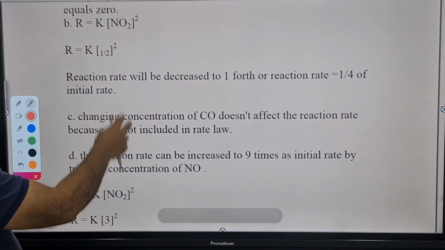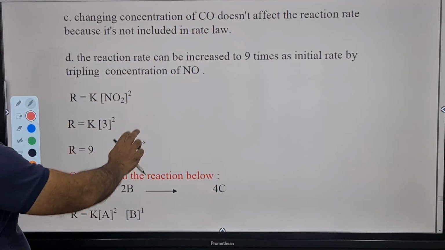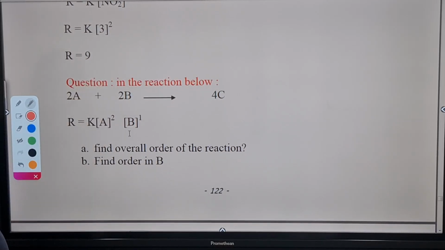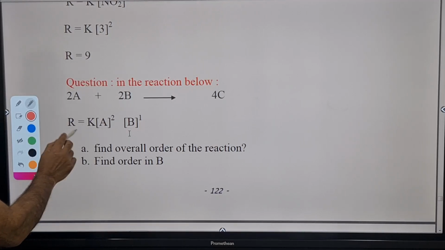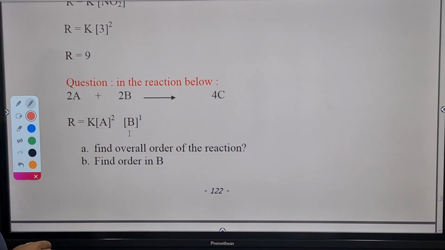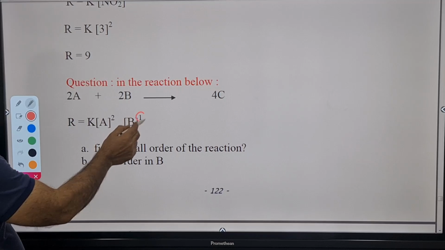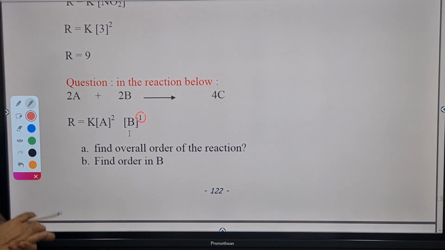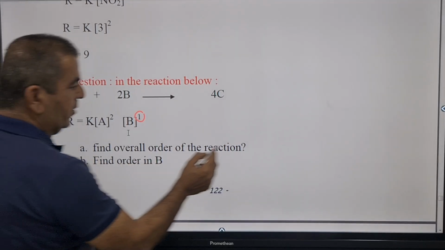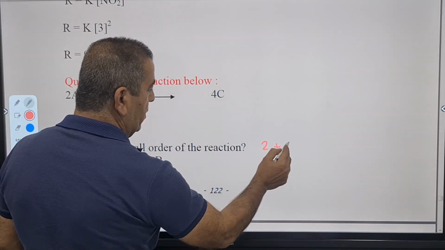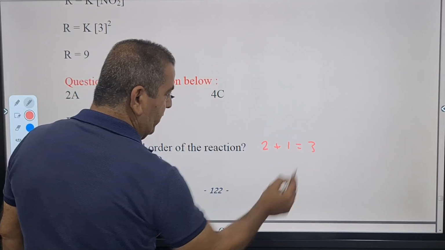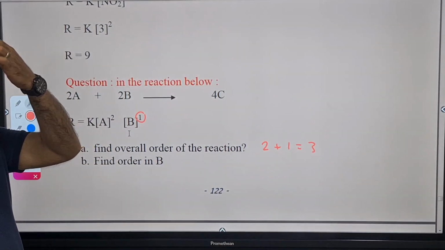Here are the answers, we have a question here. In the reaction below, 2A plus 2B yielding 4C, the rate law is K times A squared times B, and the power of B is 1. Even if you see 1 is not written, B is present in the rate law, which means its power is 1. Find the overall order. Of course, the overall order equals 2 plus 1 equals 3. The overall order is also called the reaction order.